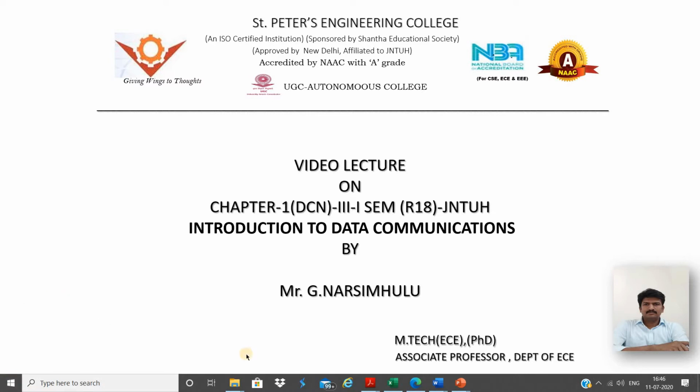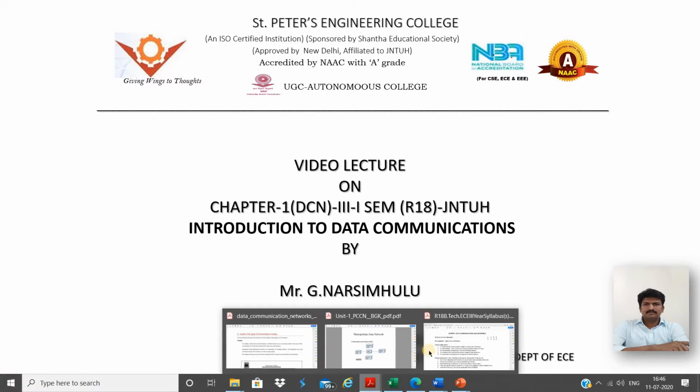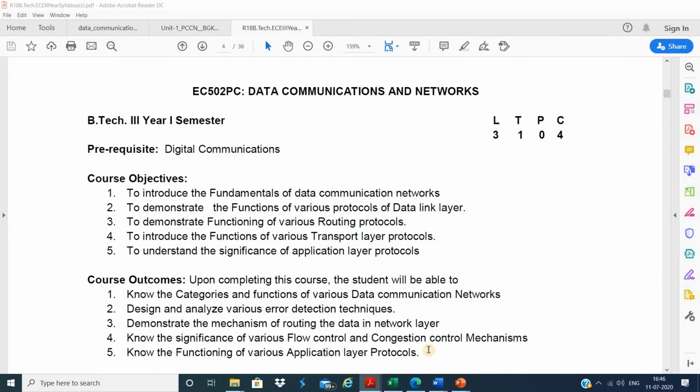Let us look into this. What topics are going to be covered in the introduction of data communication? This is the syllabus given by JNTU Hyderabad.